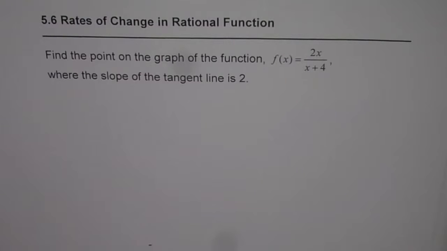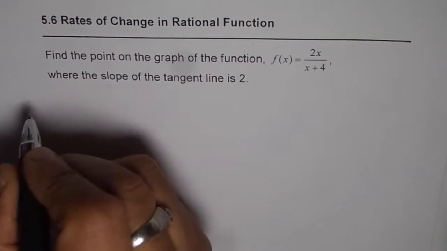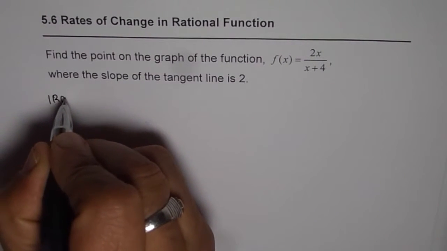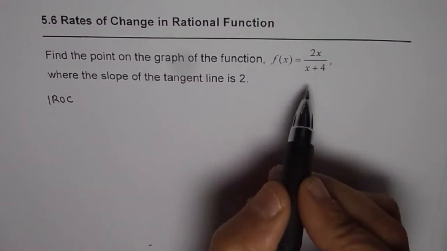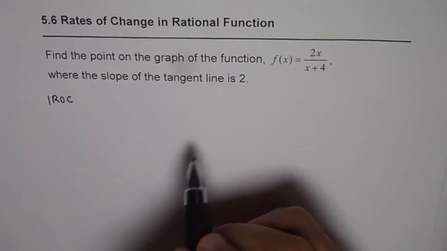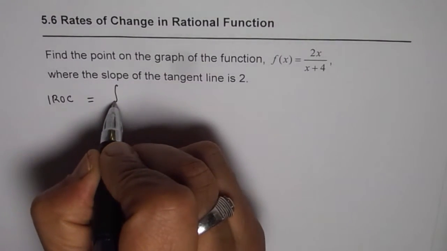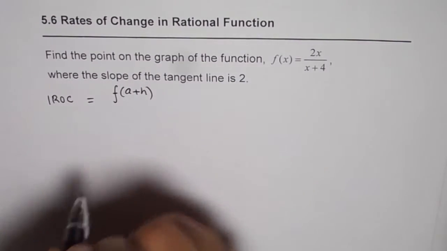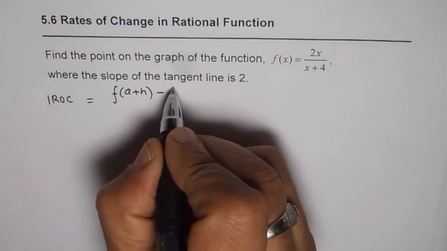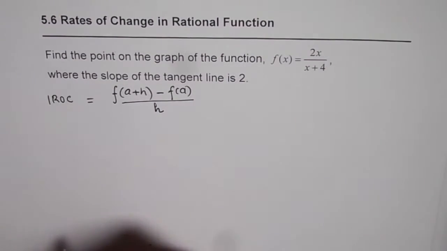One way to do it is to use the difference quotient method, right? So we can find the instantaneous rate of change for a general point. So what we will do is we'll find the instantaneous rate of change at a point x equals a and assume that at that point the slope is 2 and then solve for a. So that is the strategy. So we say the instantaneous rate of change of the function is f of a plus h, we don't know what a is, we'll try to figure it out, minus f of a, over h. So that is the instantaneous rate of change.